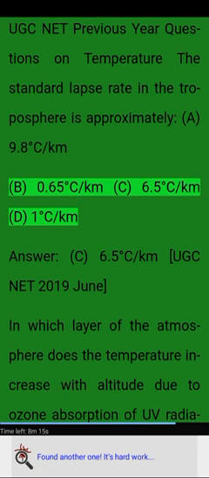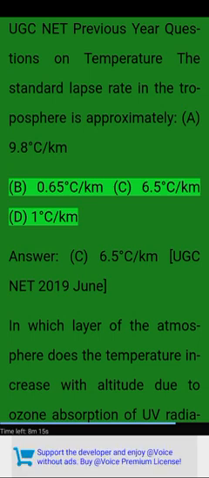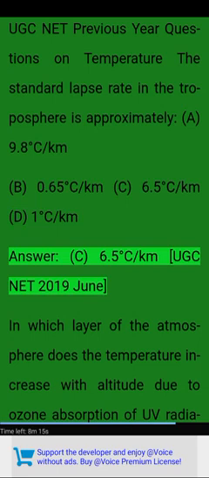B. 0.65 degrees Celsius per kilometer. C. 6.5 degrees Celsius per kilometer. D. 1 degree Celsius per kilometer. Answer: C. 6.5 degrees Celsius per kilometer.